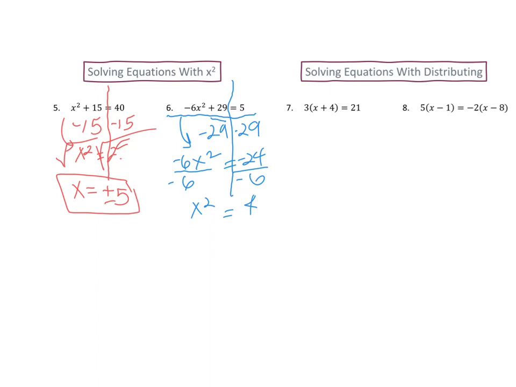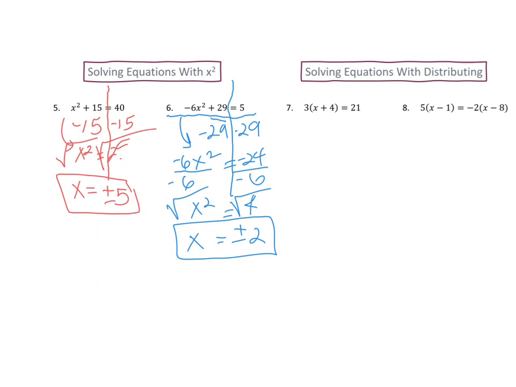And now we do that tricky thing that doesn't seem like it should be legal, but it is, to get the square root of each side. The square root of x squared is always x. And the square root of 4, anybody know what that one is? Plus or minus 2. Because negative 2 times negative 2 is also positive 4. All right, number 7 and number 8 are solving with distributing.